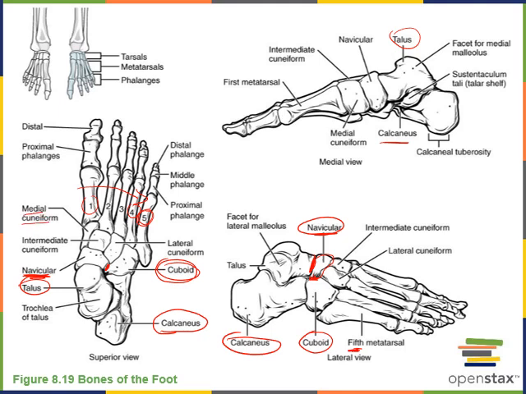There's a medial cuneiform articulating with the first metatarsal, an intermediate cuneiform articulating with the second metatarsal, and a lateral cuneiform articulating with the third metatarsal here, and also articulates here with the cuboid. Then the phalanges, just like in the manual digits, there's proximal, middle, and distal for 2 through 5, and the hallux, the big toe, only has a distal and proximal phalanges.